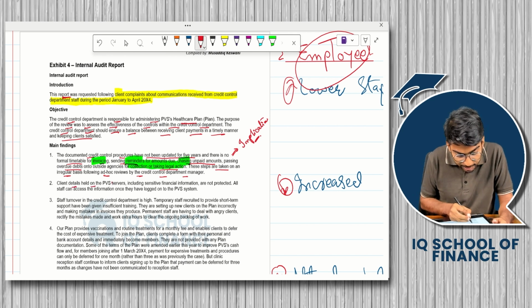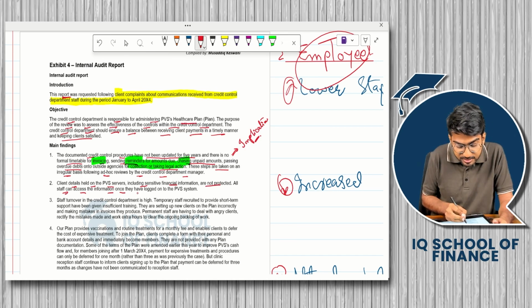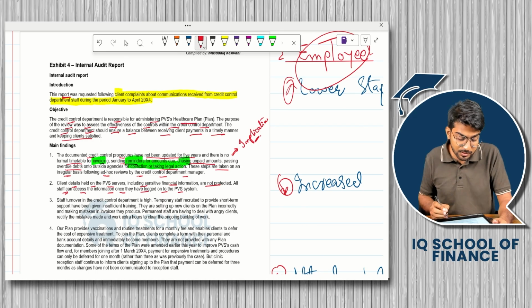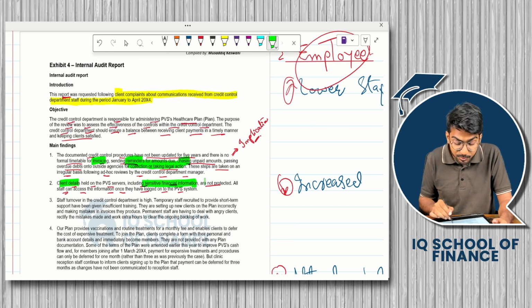Client details held on the PVS servers, including sensitive financial information, are not protected. All staff can access the information once they have logged on to the PVS system. So they are telling us that the client details, including the sensitive financial information, are not protected, and all staff can access this.